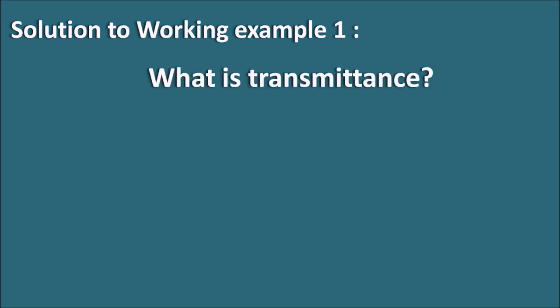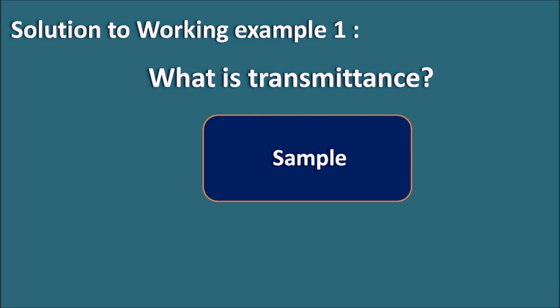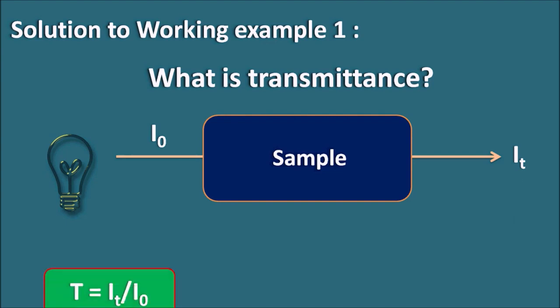First of all, let us see what transmittance is. Suppose we take a sample and irradiate it with a UV visible source. The light passes through the sample, and the sample will absorb some of the radiation. Suppose we send the radiation with intensity I0 and it comes out of the sample as IT, the intensity of the transmitted radiation. Then the transmittance is simply the ratio of IT by I0, that is, the intensity of the transmitted light by the intensity of the incident light. So this is the transmittance.